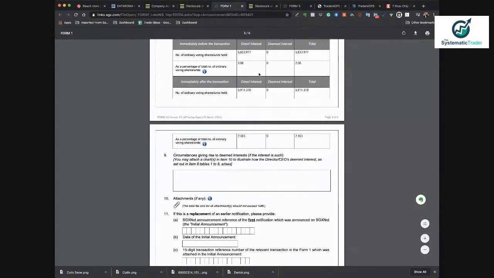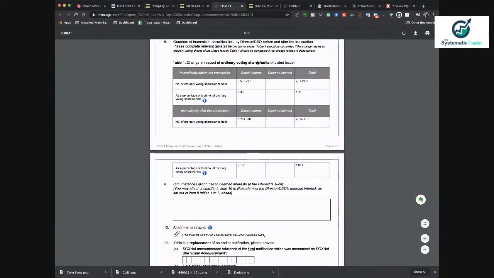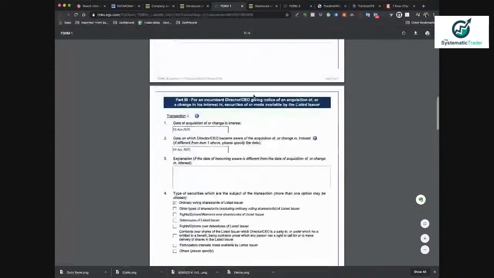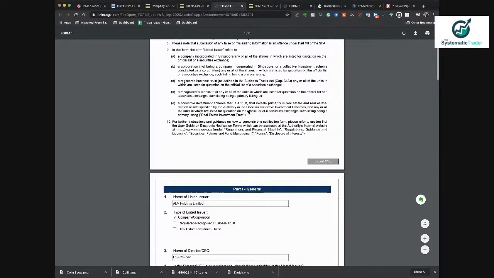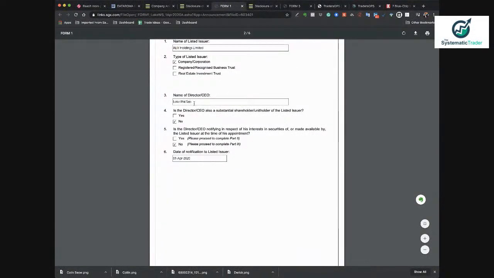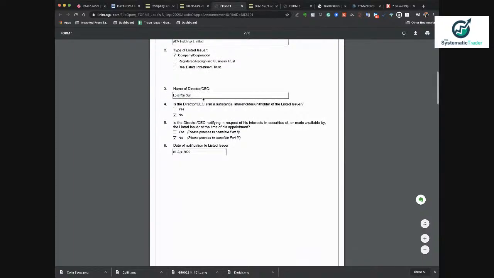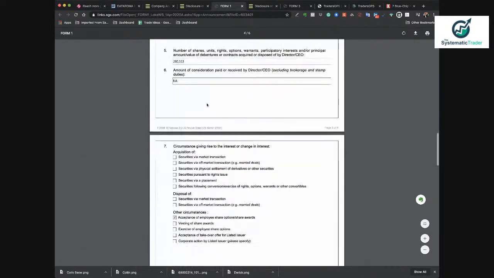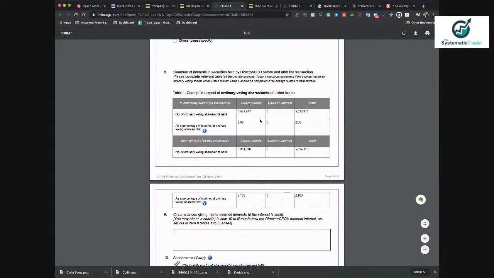From here, you look at the change in respect to the ordinary voting shares of the listed issuer, immediately before the transaction. What's this person's name? Look for the name of this person. AEM Holdings is the company. The person is Loh Meng Chong. Who is he? He is the director or the CEO of the company. On this date, he actually did a transaction. He bought about 300,000 shares, from 5.6 million to 5.9 million.